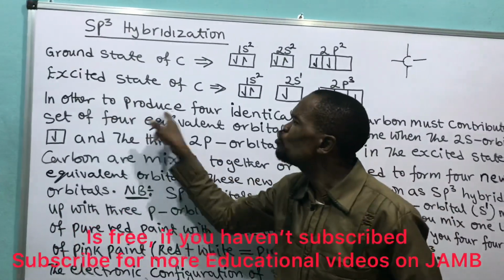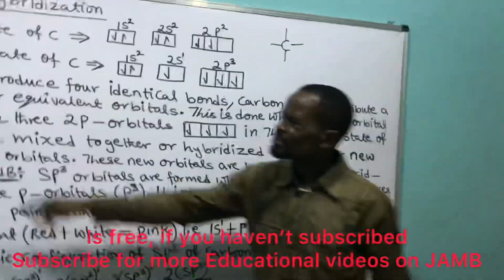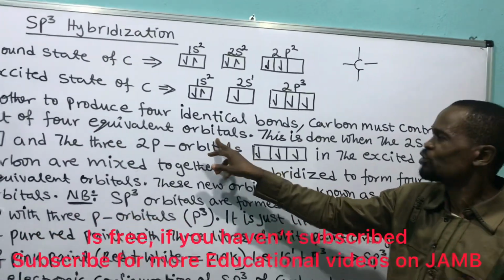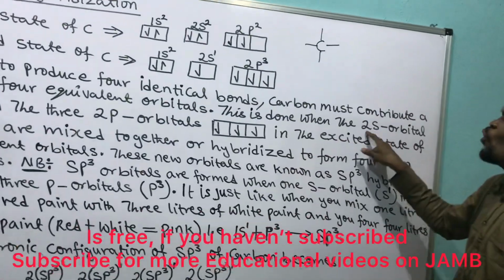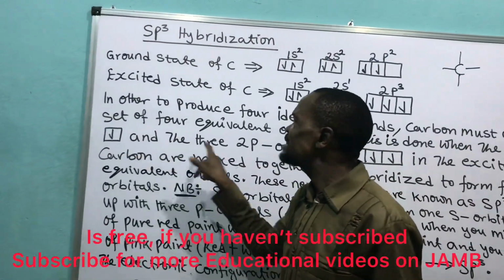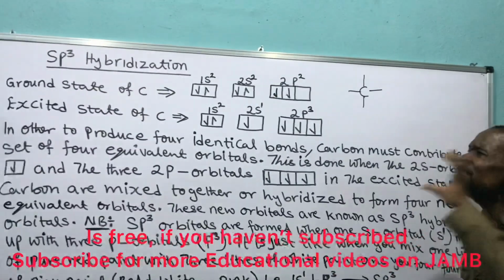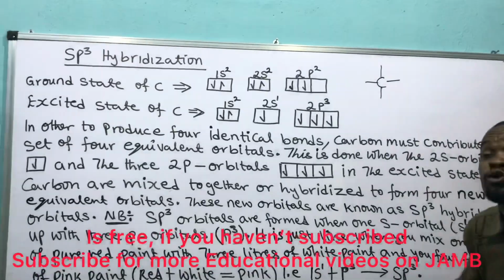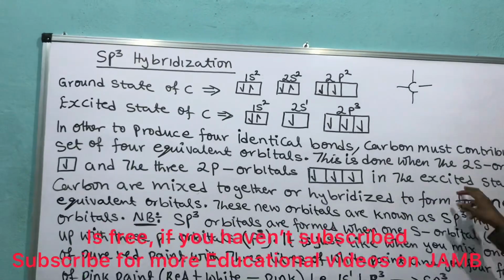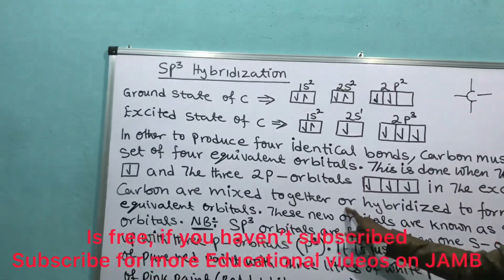I said, in order to produce 4 identical bonds, carbon must contribute a set of 4 equivalent orbitals. This is done when the 2s orbital, which is this, and the 2p orbitals, which are these, in the excited state, produce the sp3 orbitals. This happens in the excited state of the carbon atom, not in the ground state. In the excited state, the orbitals of carbon are mixed together or hybridized.